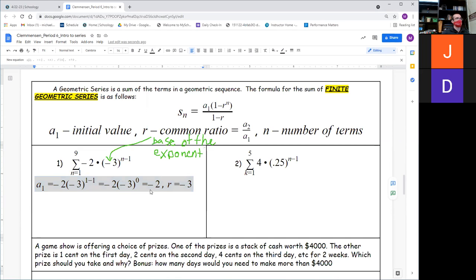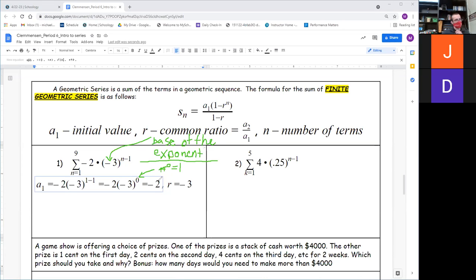One thing I want to repeat to everybody to make sure everybody remembers, it's a very important thing that a lot of people like to forget. Any number to the 0 power equals 1. I want to remind everybody of that. So this -3 to the 0 power becomes 1. And so we just get -2 times 1, which is just -2.